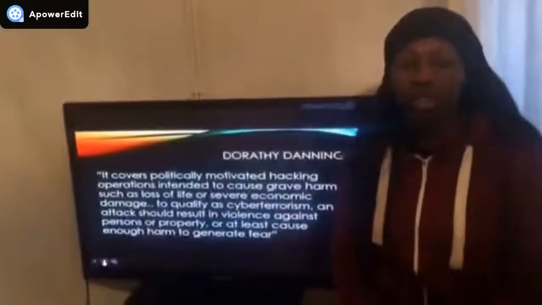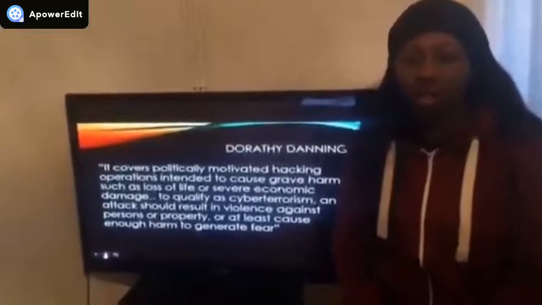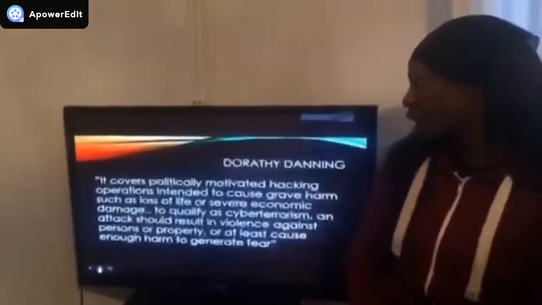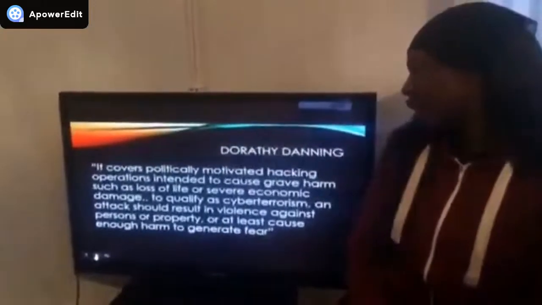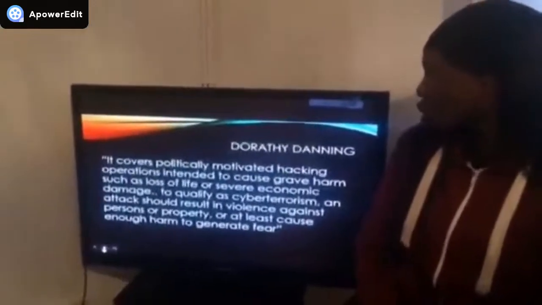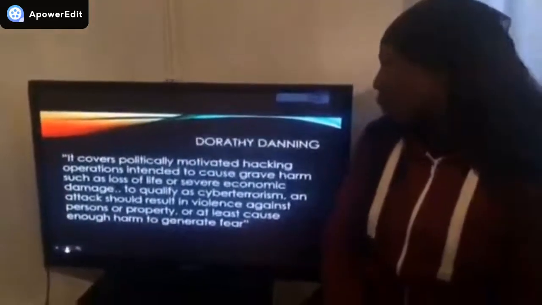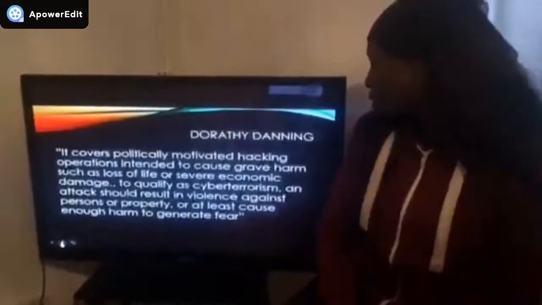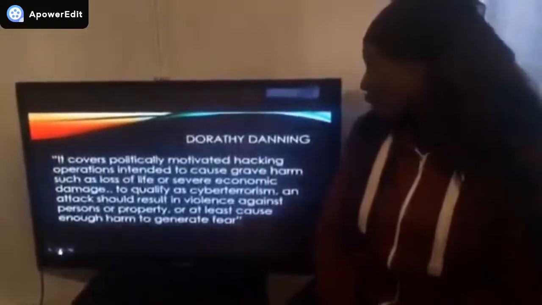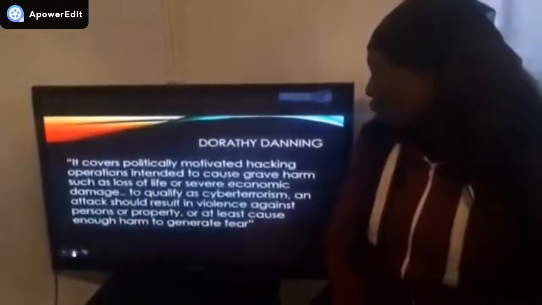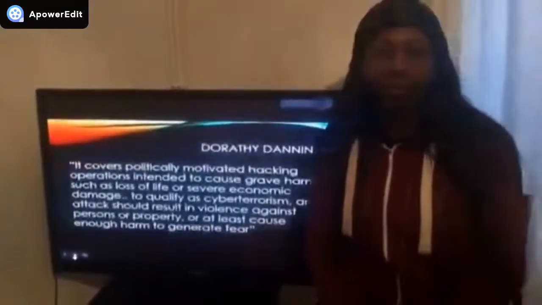What is cyberterrorism? Although there isn't one concrete definition of what it really is, let's have a look at two variations. Dori Fidani says that it covers politically motivated hacking operations intended to cause grave harm, such as loss of life or severe economic damage. But she also goes on to say, to qualify as cyberterrorism, an attack should result in violence against persons or property, or at least cause enough harm to generate fear.